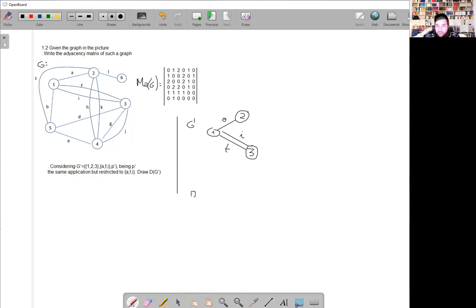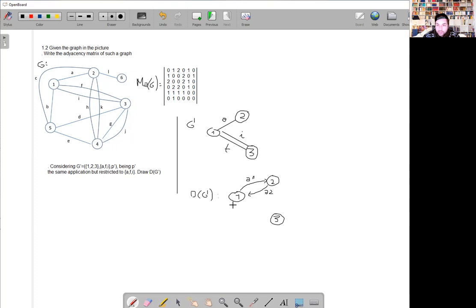Okay, and now they are asking for the directed version of this graph. Right, in the directed version, we have the same nodes, 1, 2, 3. And we split every link in 2 links, right? One in one direction and another one in the other direction. We can call them A1 and A2.